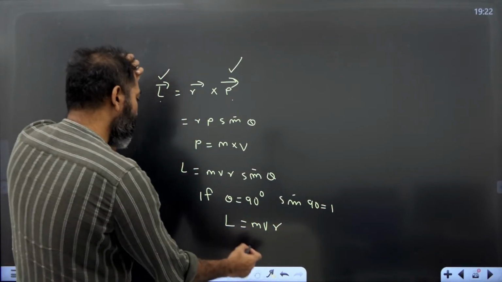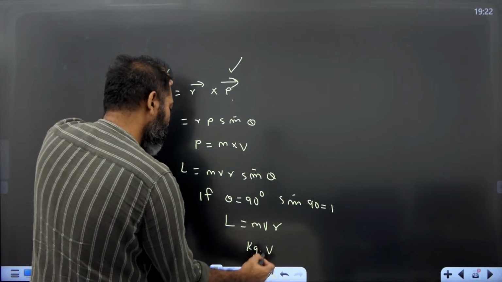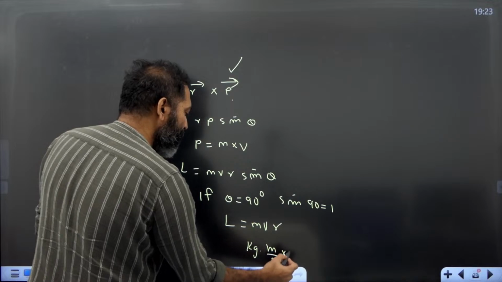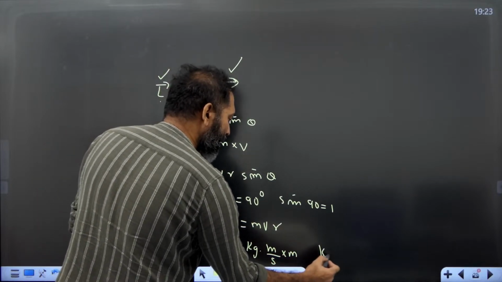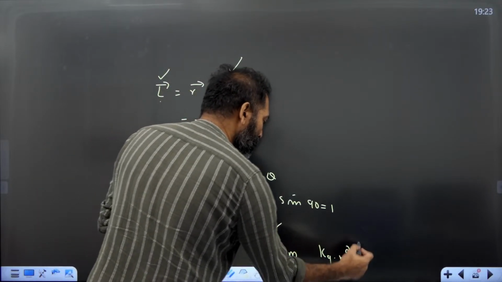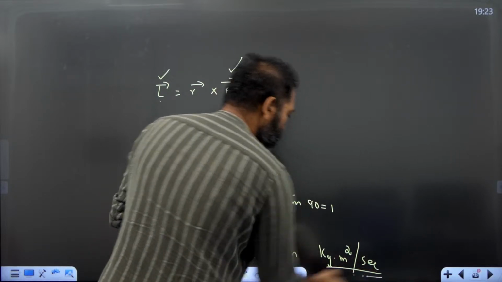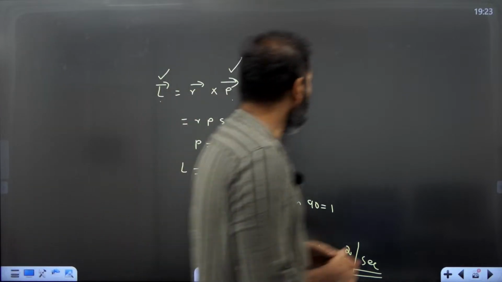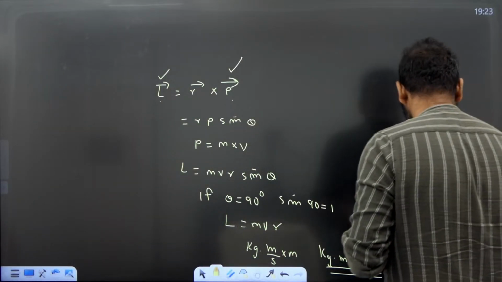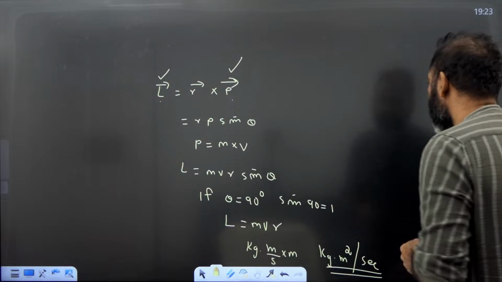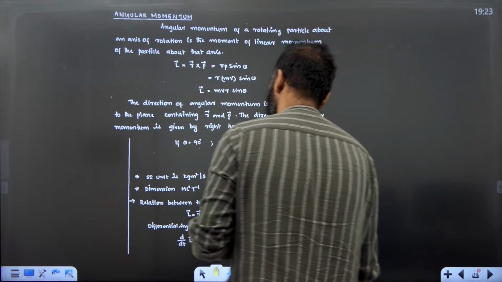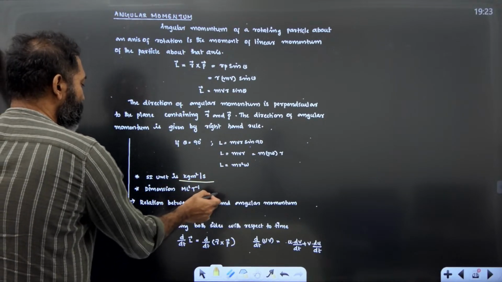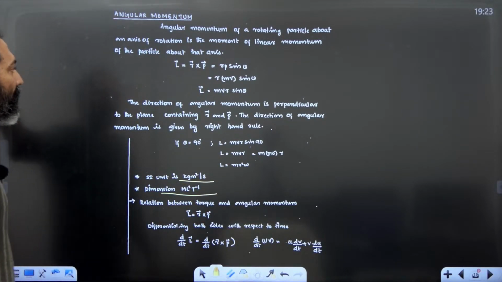What will be the unit? Unit of angular momentum will be what? Mass kilogram, velocity meter per second, into distance radius meter. So what is the unit? Kilogram meter squared per second. This is the unit of what? Angular momentum. Any doubt? It's the equation for angular momentum: L equal to mvr sin theta. SI unit is kilogram meter squared per second. Dimensional formula ML squared T raised to minus 1.